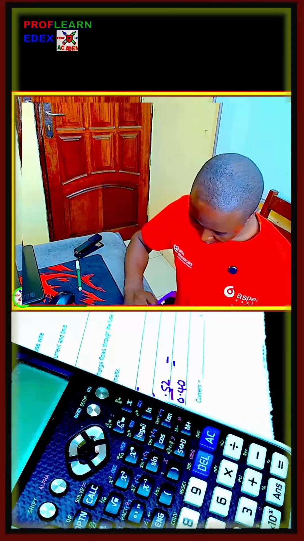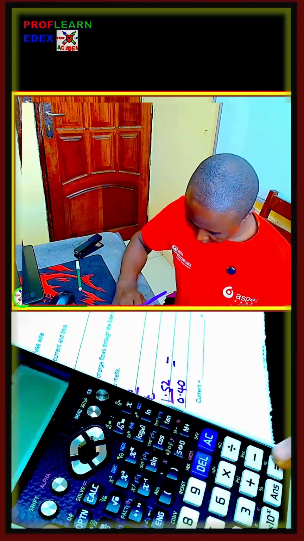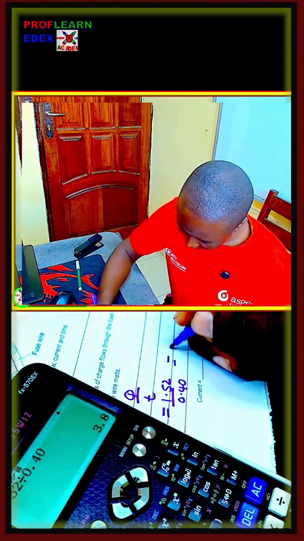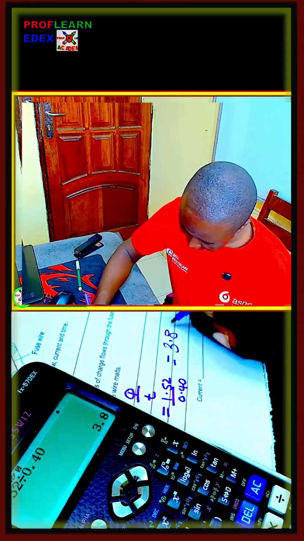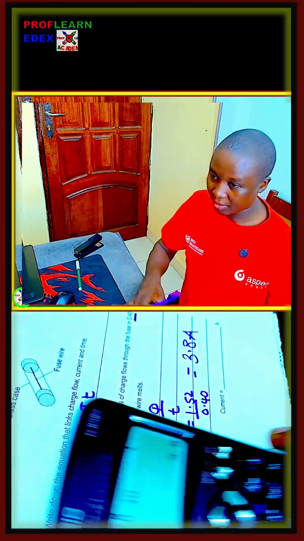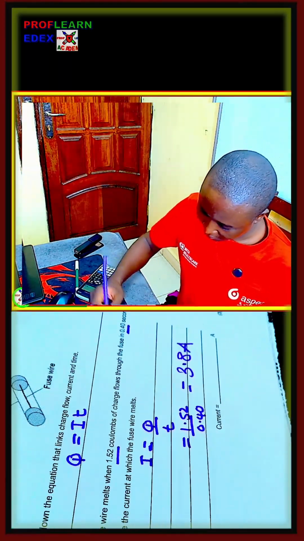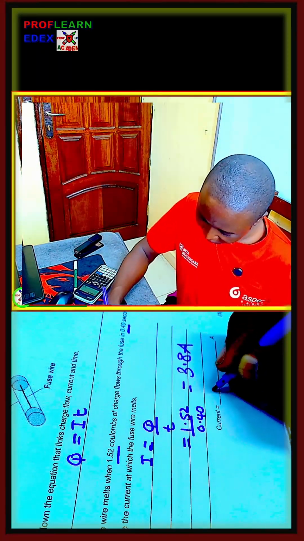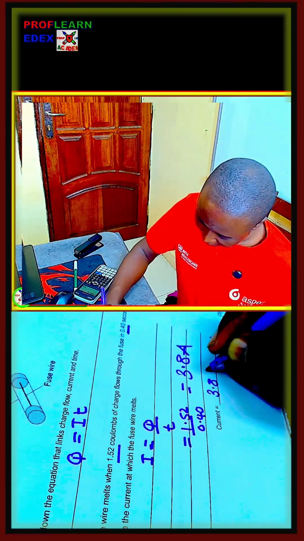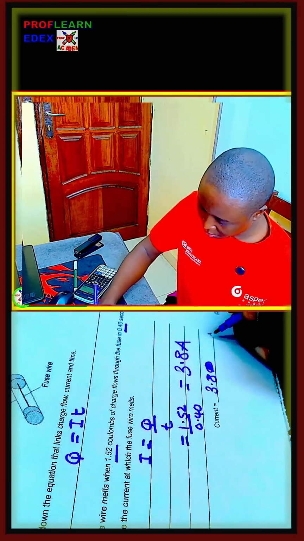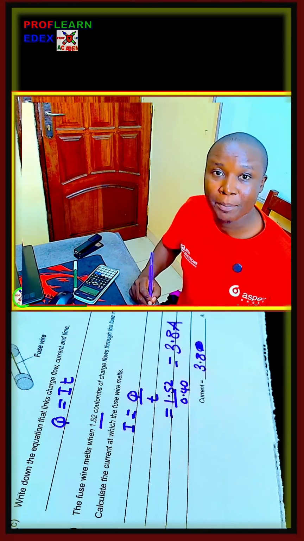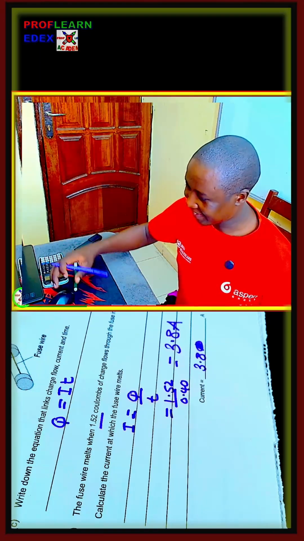Then we can put it inside the calculator here. 1.52 divided by 0.40, and that is going to translate to 3.8 amperes. 3.8 amperes, and then you can transfer it down here. Don't write it because it's already written here. 3.8 amperes as the current.